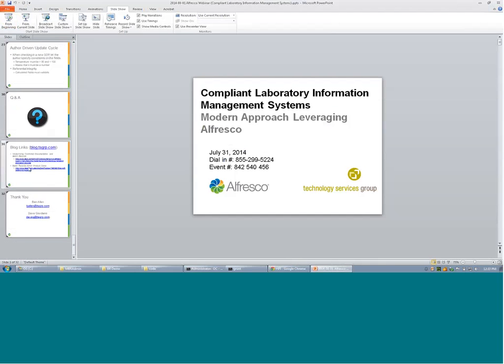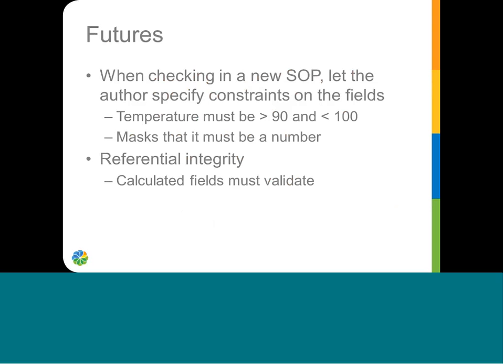So the last thing that we wanted to touch on was the future of what we see doing next with this, which would be, when checking out a new SOP, in addition to gathering the word fields that are there, to be able to specify some constraints on fields so that the user entering the data has to enter data between 90 and 100 to ensure more consistency, or mask that it must be a number as opposed to a word. As well as being able to introduce some referential integrity to calculate fields or to run calculations to say that it must fit within a certain field based on another value.